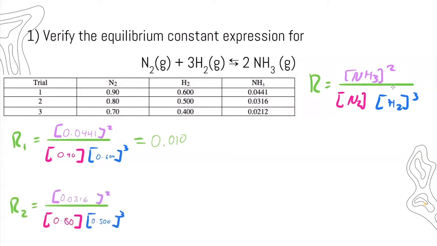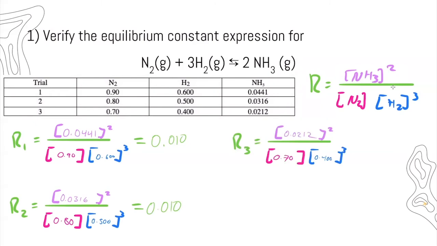I'm going to do the same thing for the second trial, just plugging in my concentrations and again into my calculator to get my next constant. Again, I get 0.010 with sig figs. And for my last one, just going to plug in my concentrations and plug them into my calculator to get an equilibrium constant of 0.010.